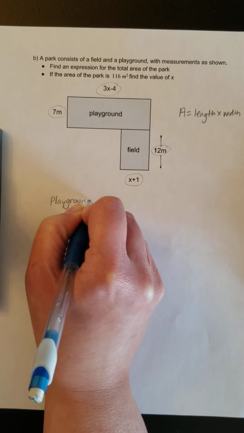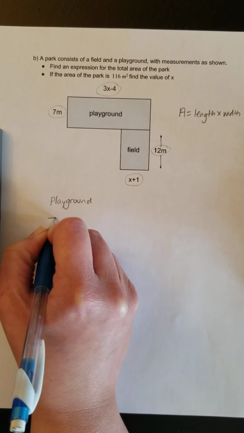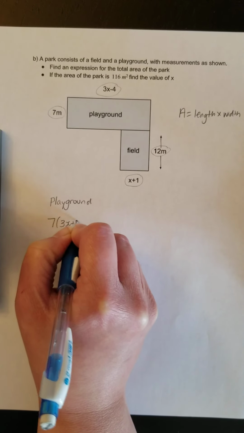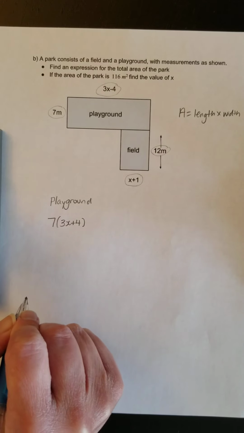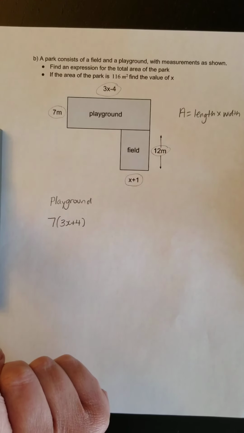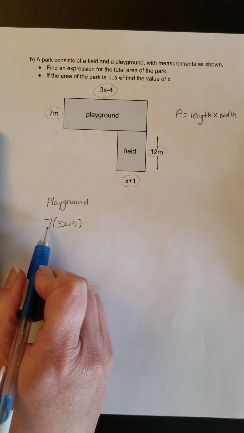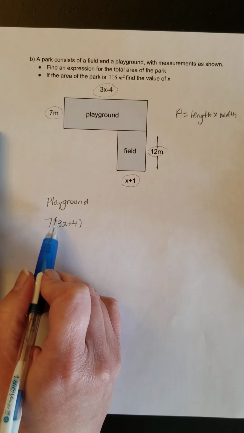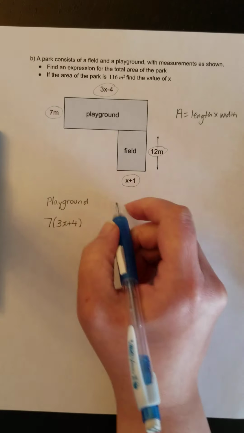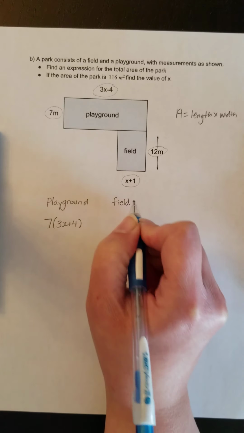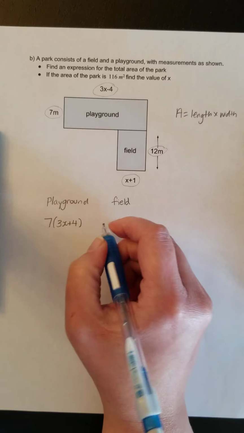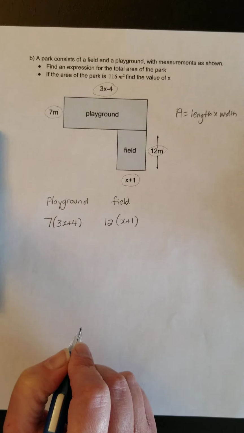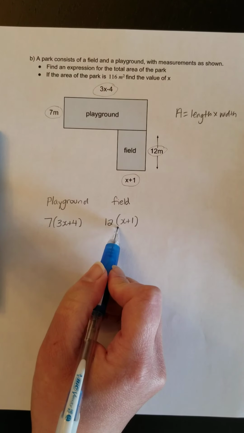If it helps you to see it like this, my playground, I would have 7 times 3x plus 4. Remembering that those brackets mean multiplication, and we would just show that we're multiplying the 7 times the 3x plus 4. If we have multiple terms, we need to hold them all together with that bracket. And then the field would have a length of 12 times a width of x plus 1. So that's the area of each piece.